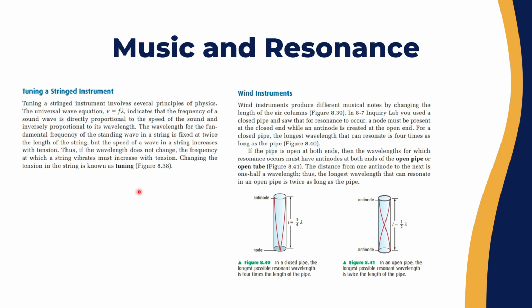We use heavily the universal wave equation, which means the velocity equals frequency times the wavelength, and indicates that the frequency of a sound wave is directly proportional to the speed of the sound and inversely proportional to the wavelength. The wavelength for the fundamental frequency of the standing wave in a string is fixed at twice the length of the string, but the speed of a wave in a string increases with tension. So if the wavelength does not change, the frequency at which the string vibrates must increase with tension. Changing the tension in the string is known as tuning.